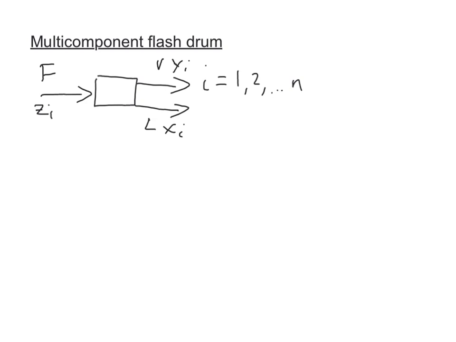And so I've shown you here just the flash drum with a flow rate F and the mole fractions coming in at z_i, again where i can be species 1, 2, 3, etc., all the way up to N. And then we have a flow rate V, flow rate L, and then the mole fractions in the vapor phase and the mole fractions in the liquid phase. And this is the typical setup we've dealt with before.